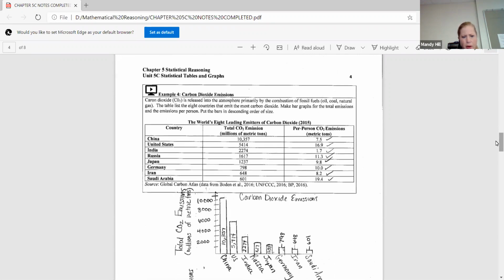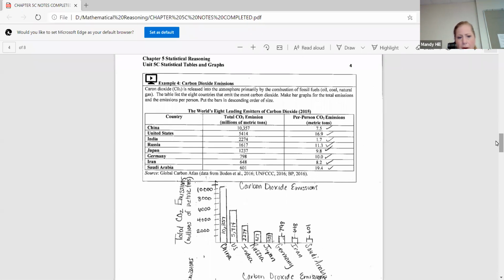On example 4, it says that carbon dioxide is released to the atmosphere primarily by combustion of fossil fuels: oil, coal, natural gas. The table lists the 8 countries that emit the most carbon dioxide. We're going to make bar graphs for the total emissions and the emissions per person, and we're going to put the bar graphs in descending order of size. Descending means from the greatest to the smallest. So we're comparing two things.